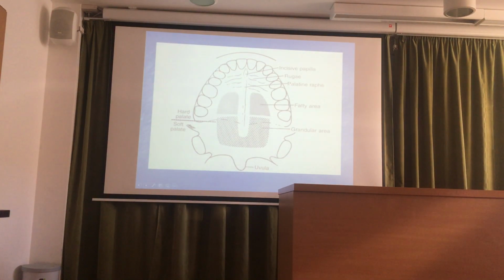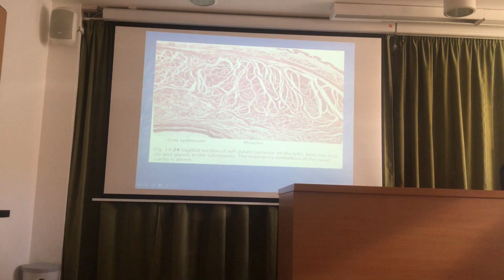You can see the palate, the papilla incisiva, the rugae, and also the palatine raphe. These areas and structures are also very fixed and keratinized. And also the hard palate has a fatty area, and the soft palate has a glandular area where you can find a lot of salivary glands. So this is the cross-section of the soft palate.